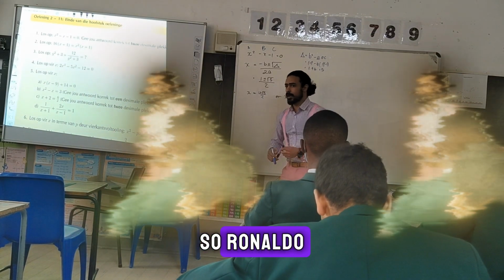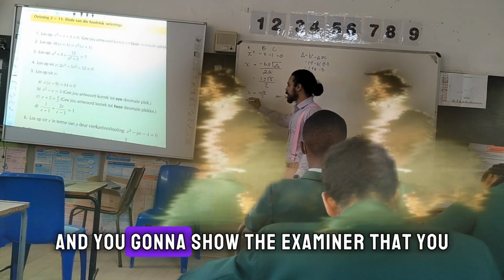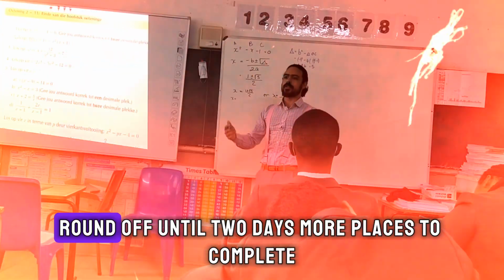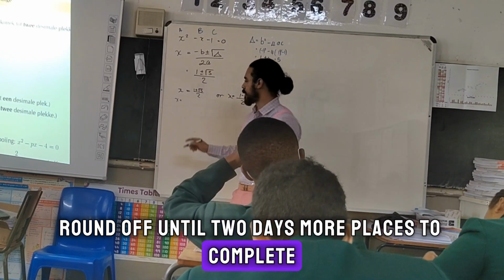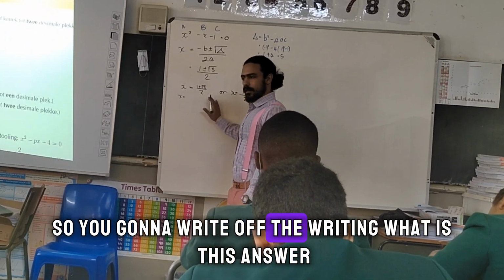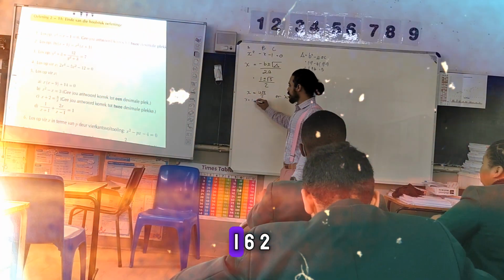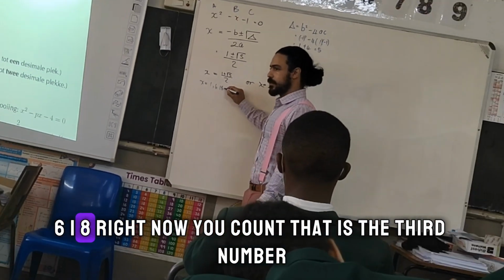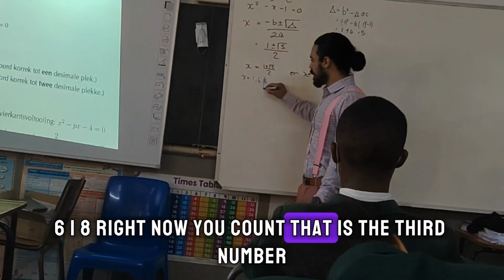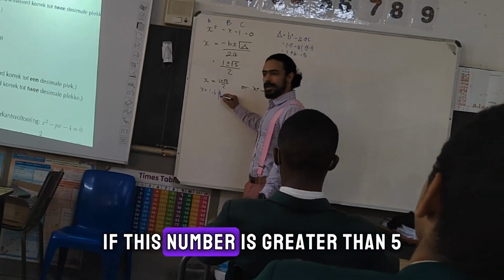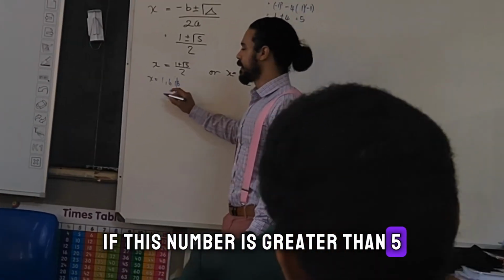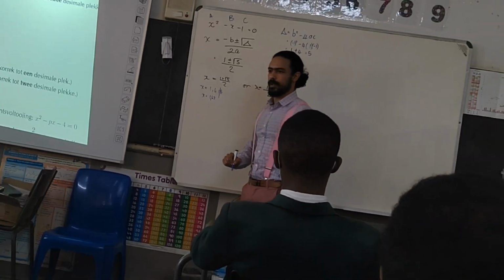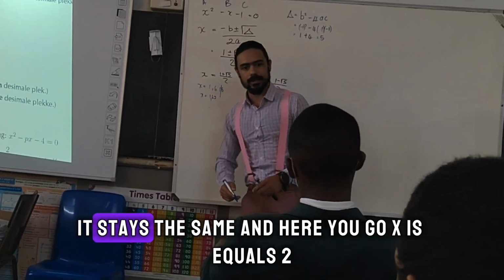So, what you do here is you're going to write out and show the examiner that you were taught in grade 8 and grade 9 how to round off to 2 decimal places completely. So you're going to write down, what is this answer? 1,62618. Alright, now you count, that is the third number. If this number is greater than 5, then this becomes x is equal to 1,62. If it's less than 5, it stays the same.